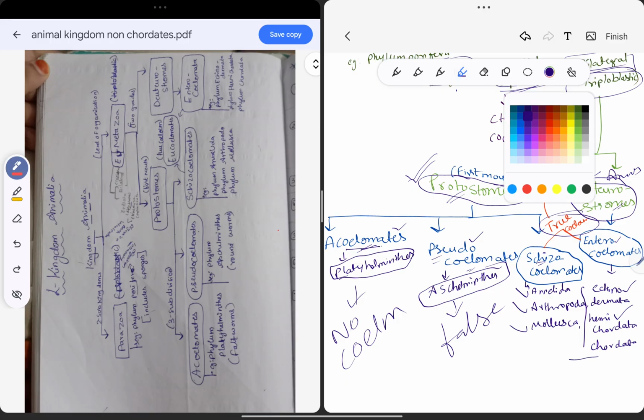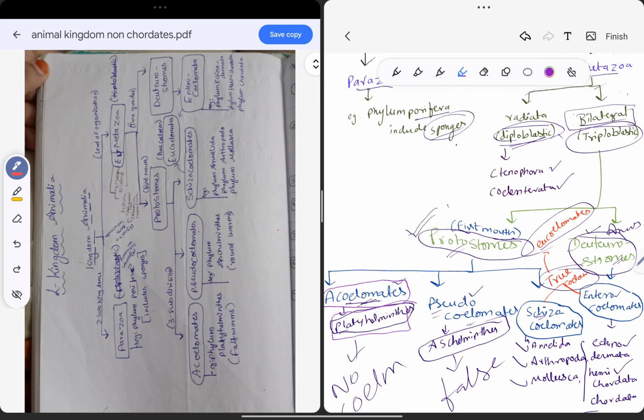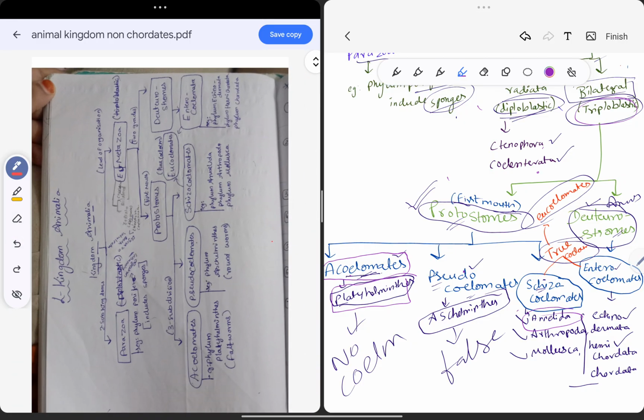Tomorrow in the examination paper, they might ask you whether Platyhelminthes is acoelomate, pseudocoelomate or schizocoelomate. Then you should be able to answer that it's an acoelomate. Or they can ask which of the following is triploblastic, and the options might be Ctenophora, Coelenterata, sponges, and one from here like Annelida. Then the answer will be Annelida. That's the reason why this mind map is so required and important. The same thing is also given here, so that you can copy from here also.